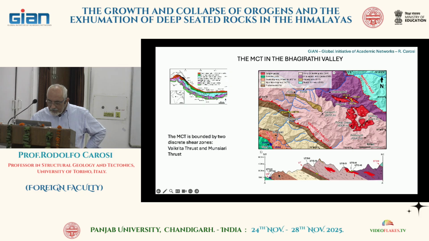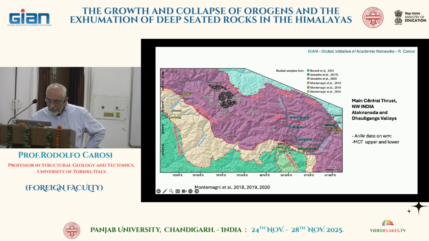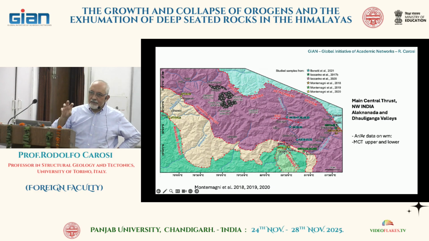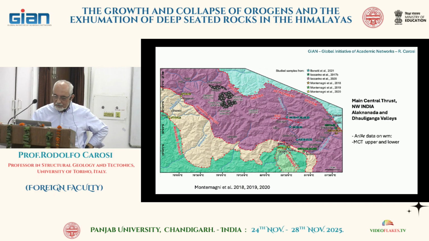Here is a section with the Munsiari Thrust, the lower one, the Vaikrita Thrust, and the Greater Himalayan Sequence up to the South Tibetan Detachment, the so-called Martoli fault. Some samples were also taken in the Alaknanda and Dhauliganga valleys. In the Dhauliganga valley we were able to reach the South Tibetan Detachment close to Malari, because in Malari there is a granite that is interpreted as including both the Greater Himalayan Sequence and the Tethyan rocks.